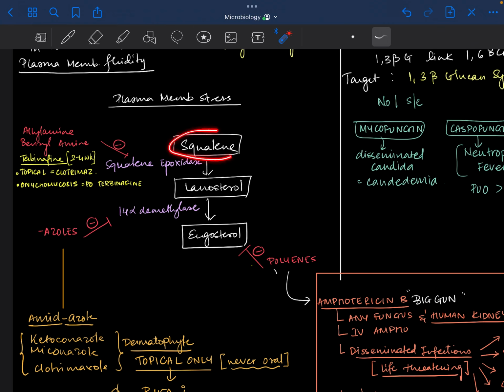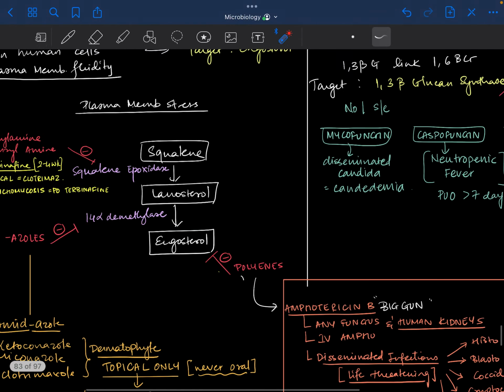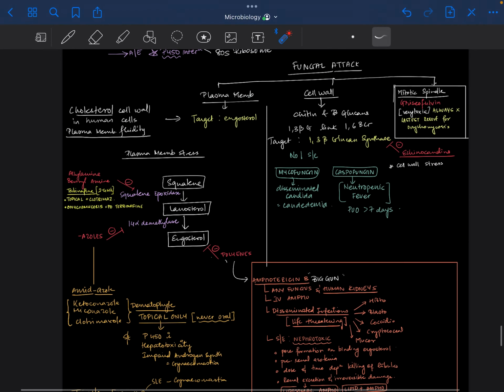Okay, you have squalene. Squalene will turn into lanosterol, then ergosterol. Now, there are a lot of steps in the middle of this, but the most important are squalene, lanosterol, ergosterol. Squalene to lanosterol is by squalene epoxidase. This we target with terbinafine. And lanosterol to ergosterol is by 14-alpha demethylase. Just remember this, we'll discuss the drugs in a minute.